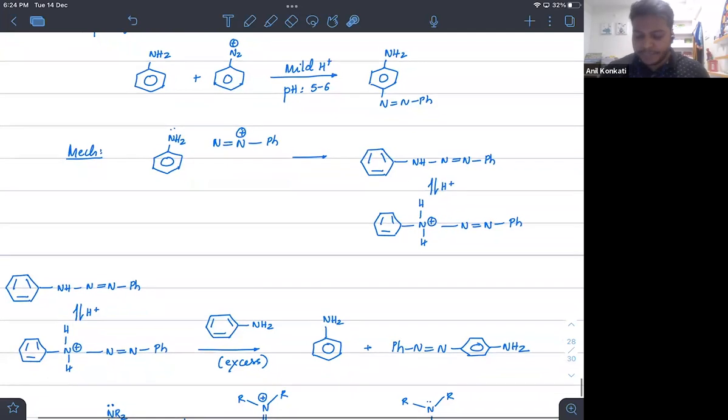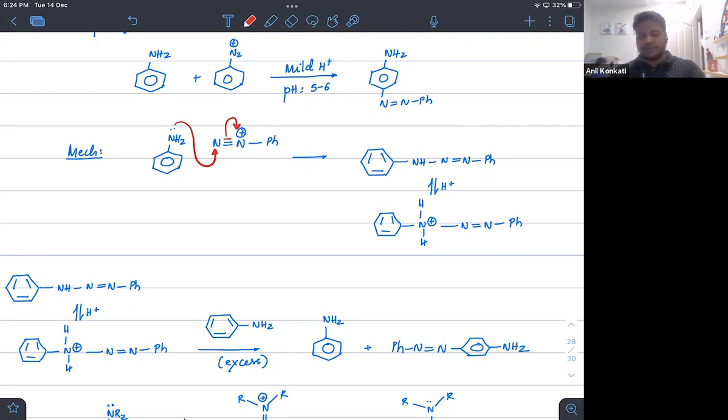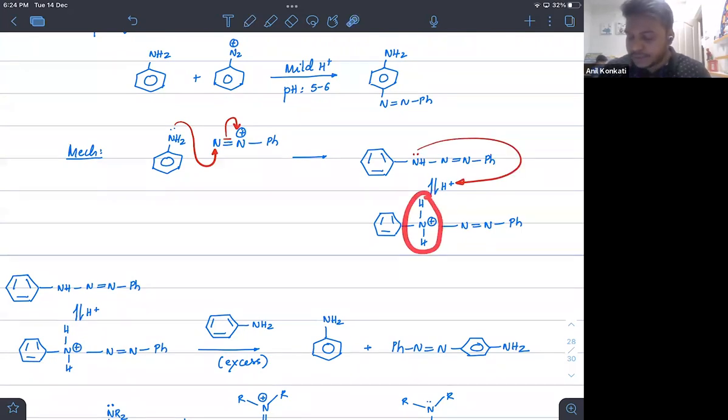You can see first, the lone pair is attacking this nitrogen. Okay. As soon as the attack happens, there is a triple bond present, so that bond will move on to the nitrogen here. Correct. So we will get this product first. And in acidic medium, you can see the lone pair present here will take away this H plus, and we will get this NH2 plus with N double bond N Ph.